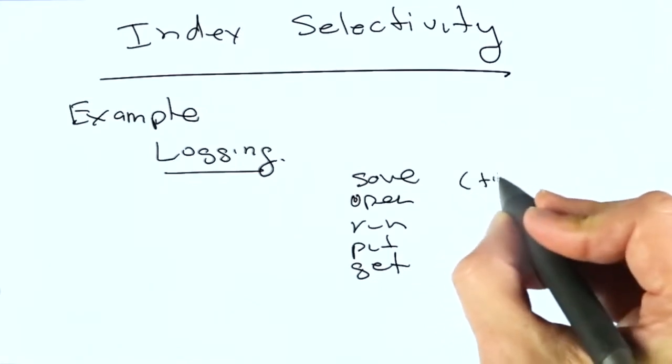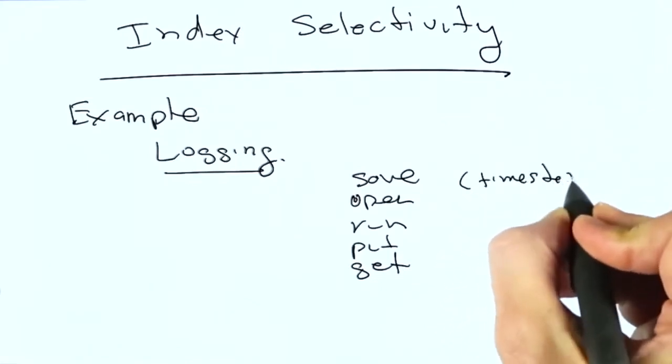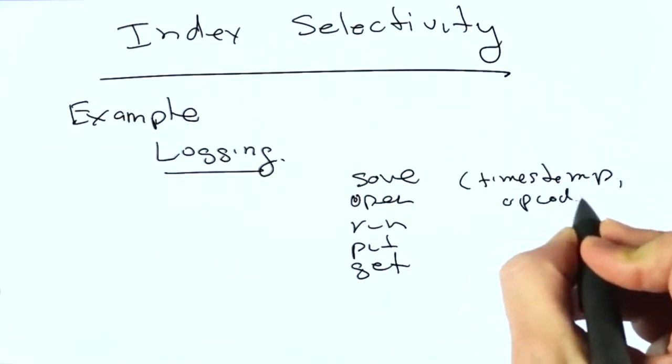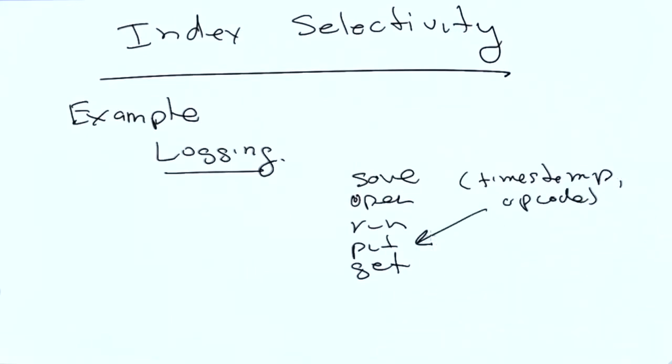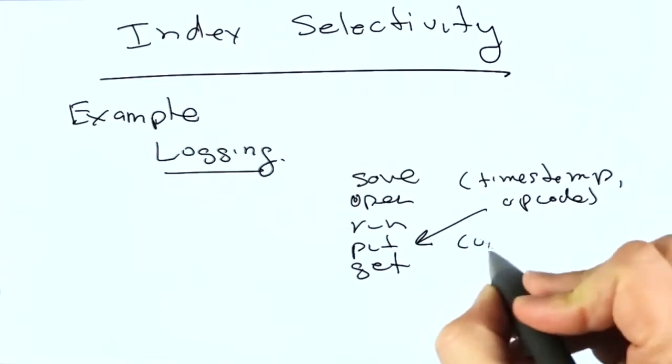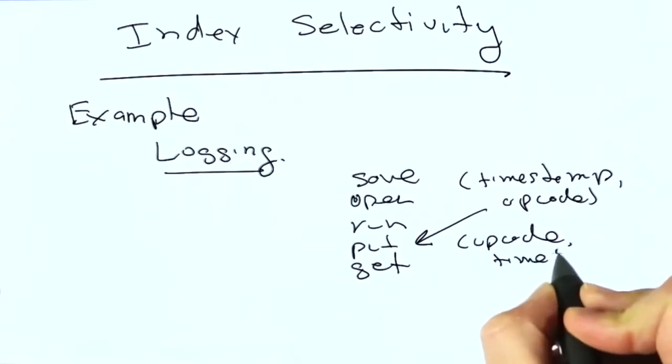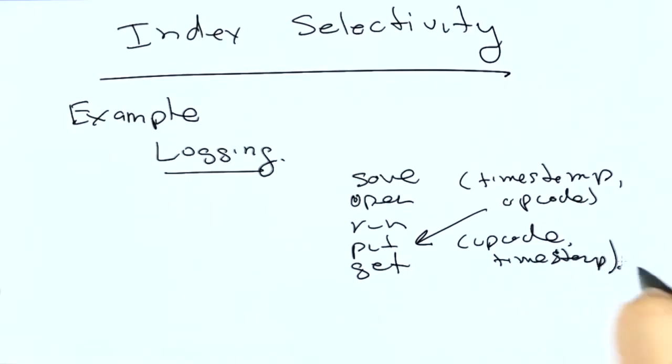So, would you rather have an index that was the timestamp, comma, the opcode, where these are the opcodes, or would it make sense to do the opcode, comma, the timestamp? Now, the answer is that it would make a lot more sense to do the timestamp first.